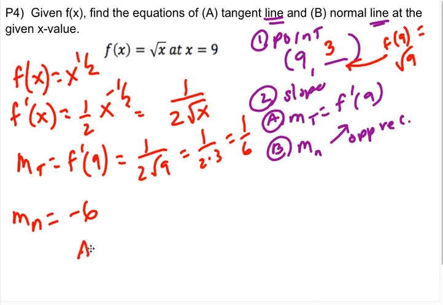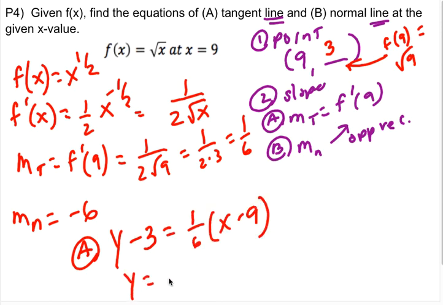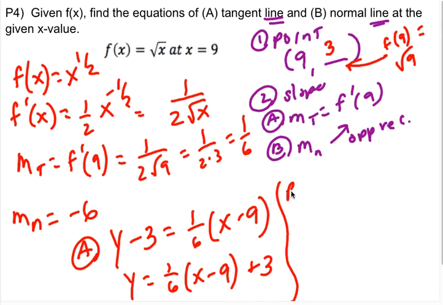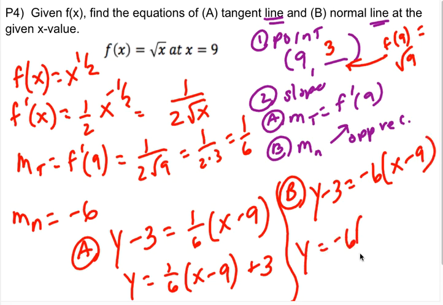So my answer to part A is y minus the y value equals m times x minus the x value, or if you solve for y, it'll be y equals 1/6 times the quantity x minus 9 plus 3. And my answer to B will be y minus 3 equals -6 times the quantity x minus 9. If I solve for y, it would be -6 times the quantity x minus 9 plus 3. And those are my two answers.